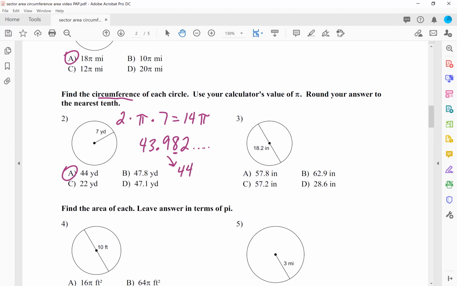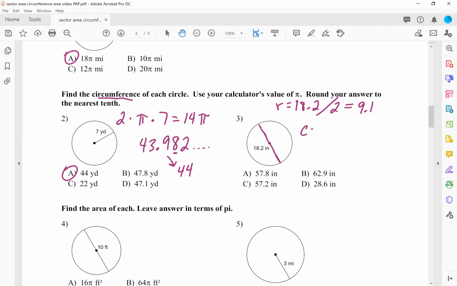Okay, question 3. Again, we're still looking for circumference, but this time we have to be careful. They've given us the diameter. The diameter is the whole distance across. Our circumference formula calls for the radius, so we need half the distance. So the radius is going to be this 18.2, and we have to divide it by 2. So we'll get 9.1. Okay, so our radius is 9.1.